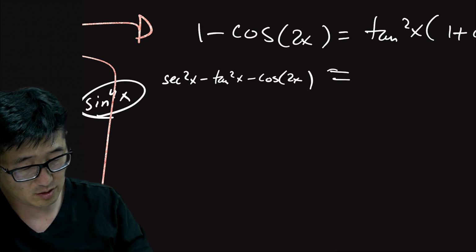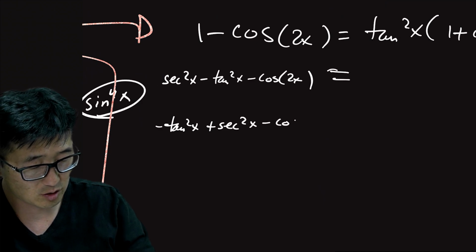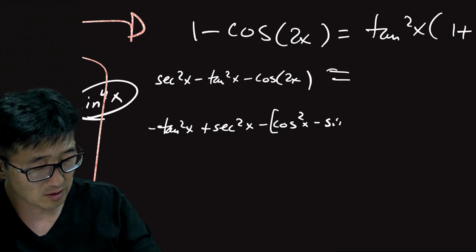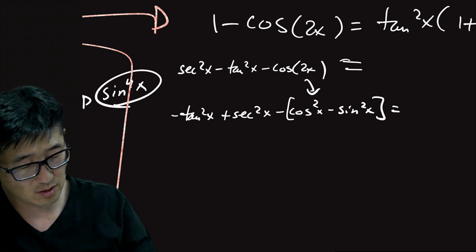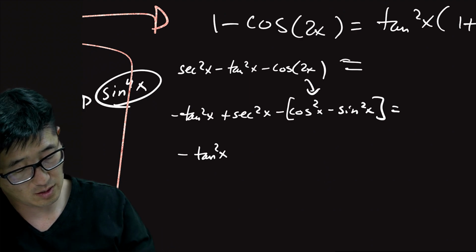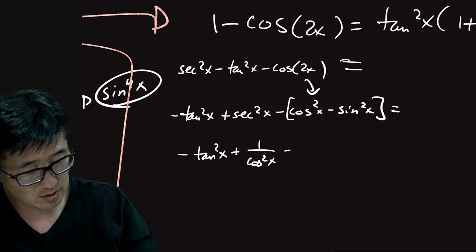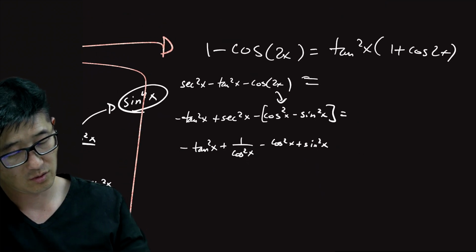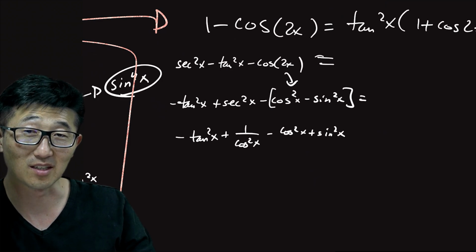So is it basically this? So negative tangent squared x plus secant squared x minus cosine squared x minus sine squared x. So I'm going to open that up, and then I'm going to leave the tangent squared x by itself. And then I'm going to turn this into 1 over cosine squared x minus cosine squared x plus sine squared x. What in the world is going on here? I'm actually stumped.